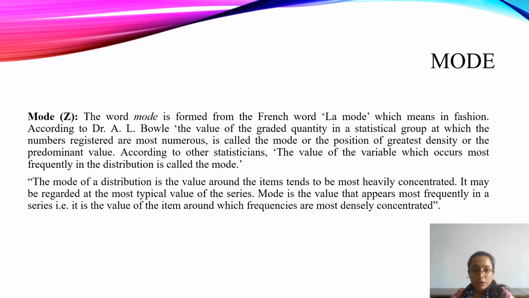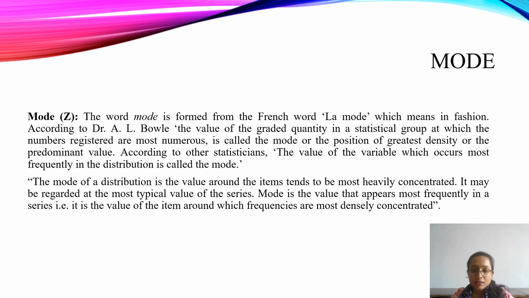Next one is mode. Now, the word mode is formed from the French word la mode, which means in fashion. According to Dr. A. L. Bowley, the value of the graded quantity in a statistical group at which the numbers registered are most numerous is called the mode, or the position of greatest density, or the predominant value.